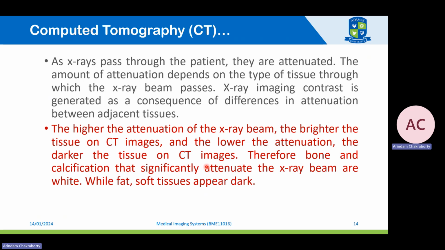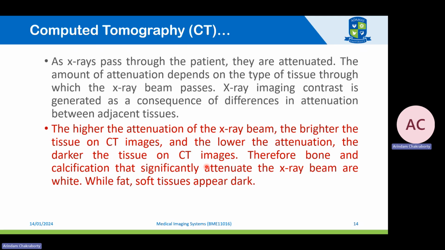So depending on the density and the attenuation of the X-ray beam, the brighter the tissue on the X-ray image or the CT image, that means higher attenuation, while the darker the tissue appears on the CT image, it basically means lower attenuation. So a bone that has higher attenuation of X-ray will appear brighter in the CT image, while soft tissues that have lower attenuation of X-ray will appear darker in the image.